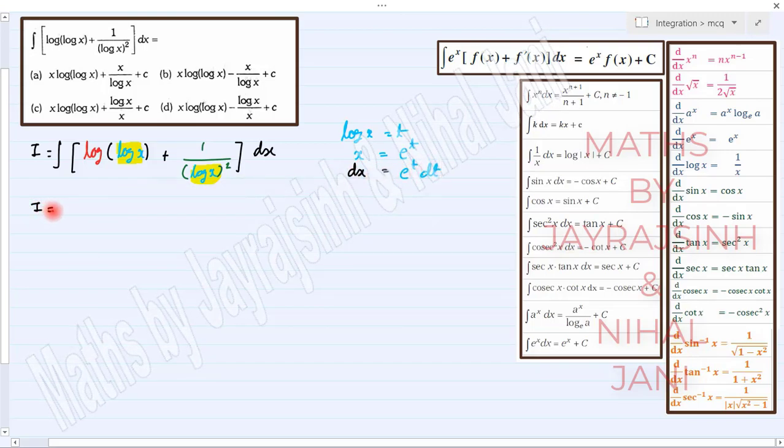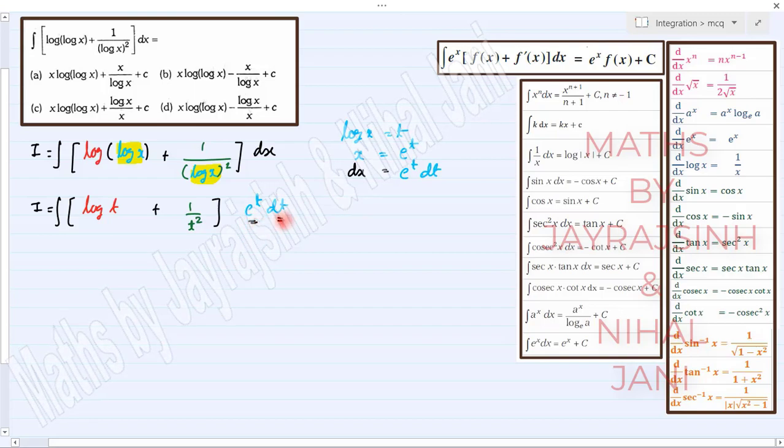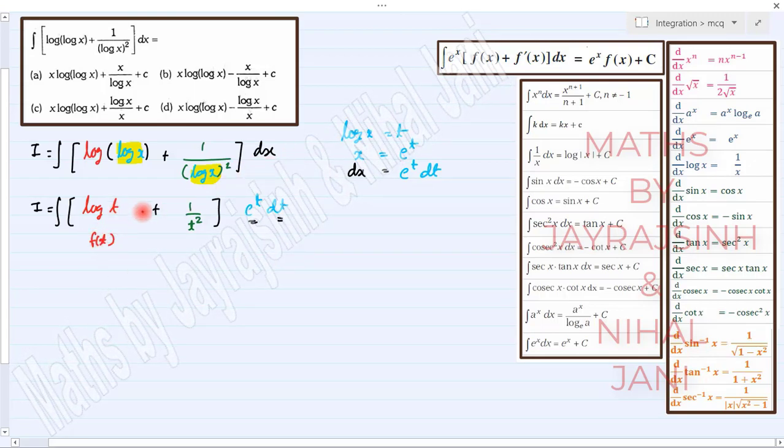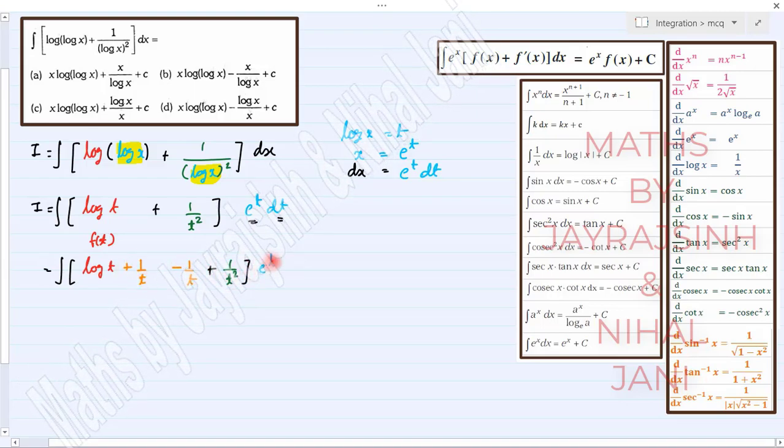So let's modify our integration. We will get log t plus 1 upon t square into e raised to t dot dt. Now, this e raised to t with the multiplication of dt suggests that we have to use this formula. And for that, we need to set the differentiation of log t, which is actually 1 by t. So let's add and remove 1 by t, and your 1 by t square will be as it is.